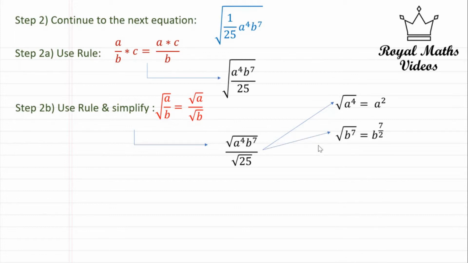And then b to the power of 7 becomes b to the power of 7 divided by 2 as expressed before, and then the square root of 25, as we should know, is 5. So then all of these three combined back into this expression, which is now simplified, becomes a squared times b to the power of 7 over 2, all over 5.